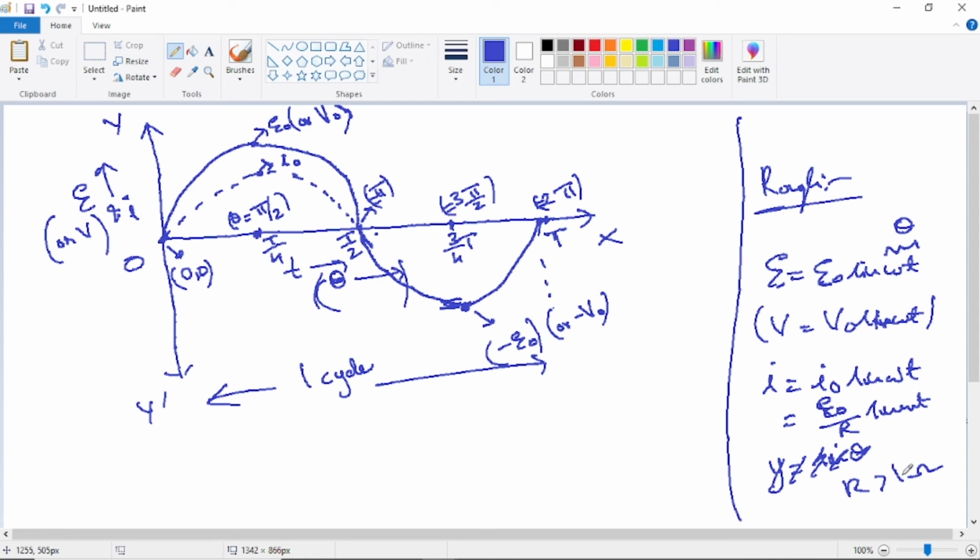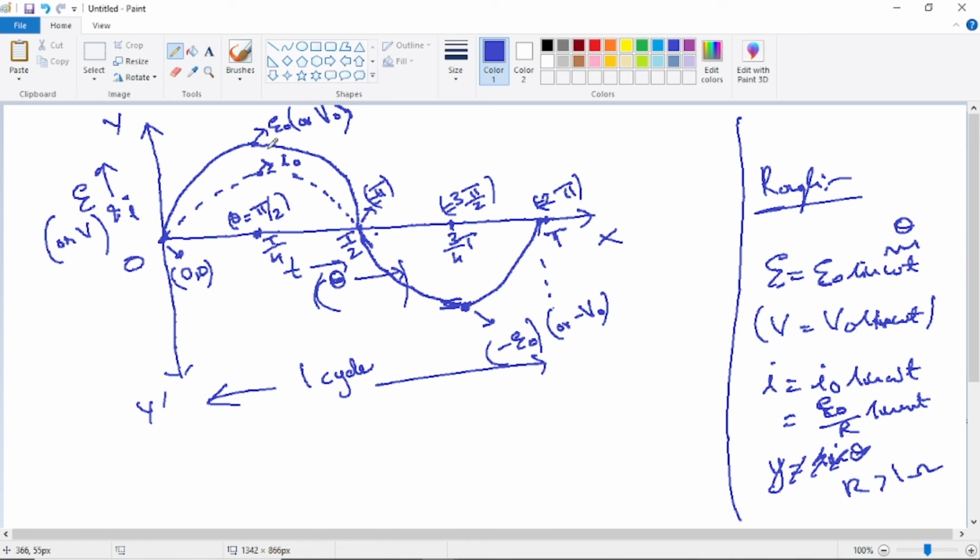If resistance happens to be less than 1 ohm, then current will be actually higher. Less than 1 ohm means like half. Then peak current will be what? You put in place of R, observe the cursor compulsorily, in place of R you put half. If resistance happens to be half ohm, you get 2 E naught. That means peak current will be, numerically, twice the peak EMF. So the peak current value will be numerically higher than the peak EMF.